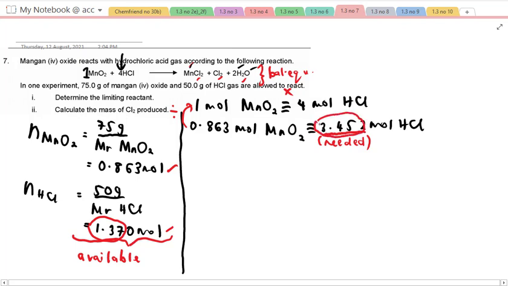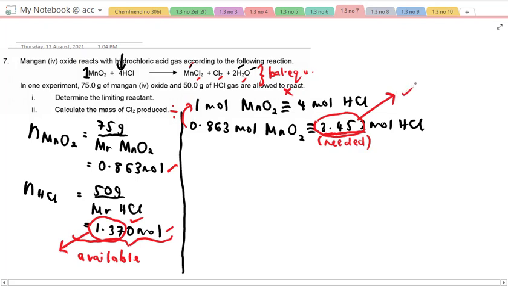3.452. Right. Okay, dalam poket ada RM1.37. Okey, yang ada dalam poket RM1.37. Tapi kita perlu nak beli barang RM3.45. Duit cukup tak? Tak cukup. Sebab dalam poket hanya ada RM1.37 je. Sedangkan kita nak RM3.45 nak beli barang.